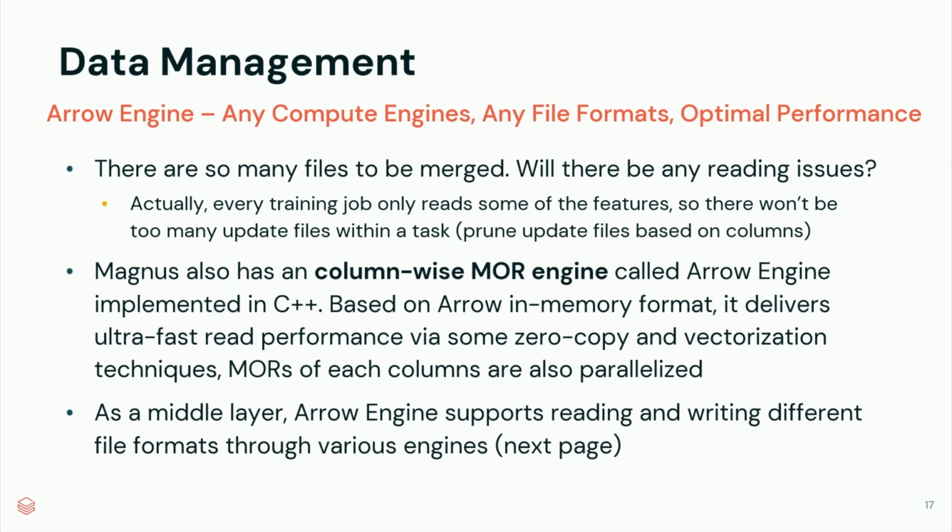Then here comes Arrow Engine. Arrow Engine is built in C++, and we have column-wise merge on read. And we also have done a lot of optimizations to get better read performance. For example, the merging of the columns is parallelized to better scale on multiple core CPUs. And Arrow Engine is also a middle layer for us to support different engines and file formats. I'll talk about this on the next page.